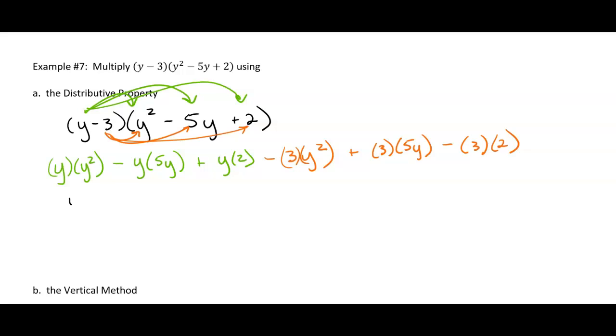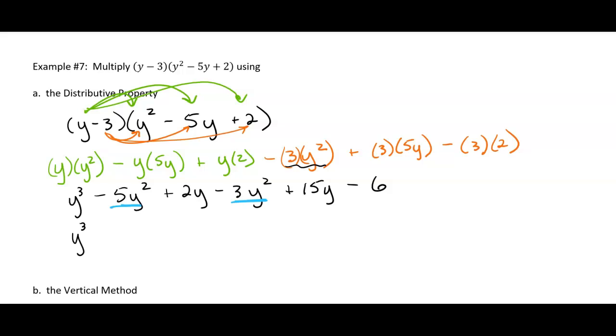So we're going to have y cubed, a minus 5y squared, a plus 2y. Now this one: a minus 3y squared, a plus 15y, and a minus 6. Then I have to look and see if any of them are like terms. It turns out that the minus 5y squared and the minus 3y squared can be combined. I'm still going to start with my y cubed. It's the highest exponent, and it should come first. I don't have any other y cubes, so that one's just going to be y cubed.